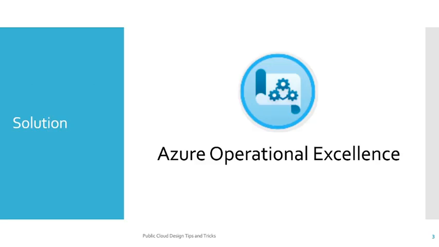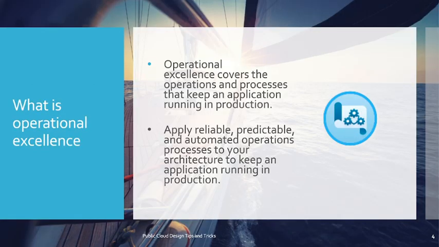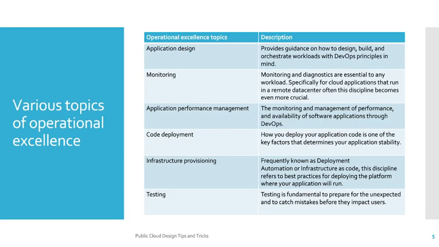So the solution is Azure Operational Excellence. What is operational excellence? It is the capability which covers the operations and processes that keep an application running in production. With these capabilities, it will help you make your application reliable, and apply predictable and automated operation processes to your architecture to keep an application running in the production environment. So let's try to understand the different topics of Azure Operational Excellence.